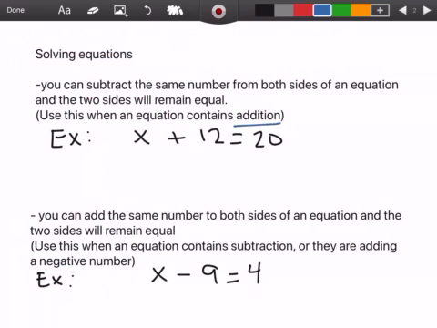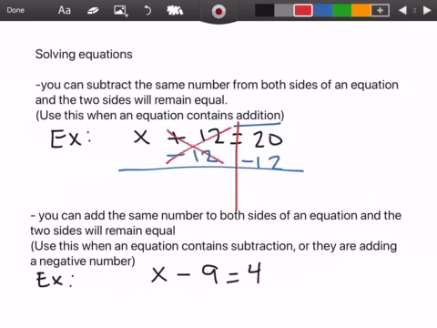So my example is x plus 12 equals 20. Since I'm adding 12 right here, I'm going to do the opposite operation, and I'm going to subtract 12. Since I did that on this left side of the equation, and you can see the sides are split by the equal sign, I need to do that same thing on the other side. I'm going to subtract 12 over here. On the left, plus 12 and minus 12 cancel each other out. They make 0. So I'm left with x.